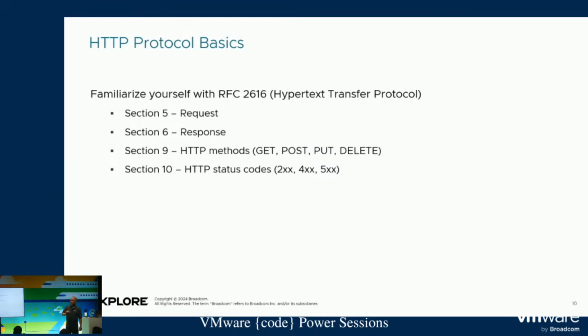REST servers operate on top of HTTP or HTTPS. As you know, HTTP was originally defined by RFC 2616, and that document, if you haven't read it, is a great read. It defines what an HTTP request looks like and what an HTTP response looks like. That document also defines the different HTTP methods, such as get and put and post and delete. We'll talk a bit about those. And additionally, we're going to talk about status codes.